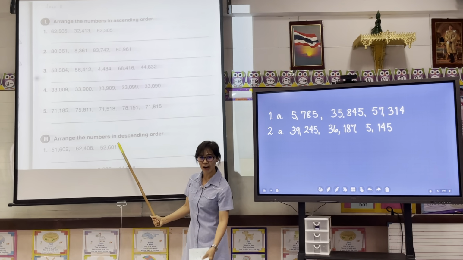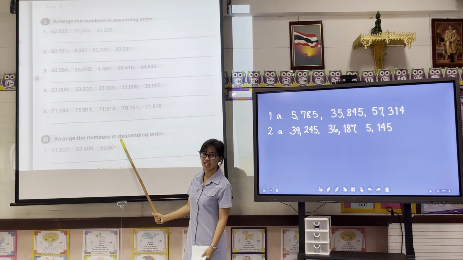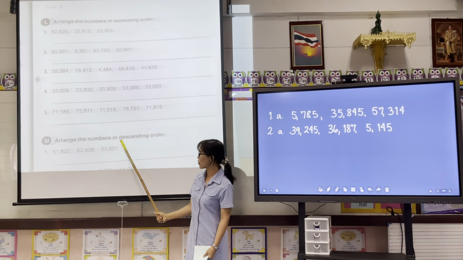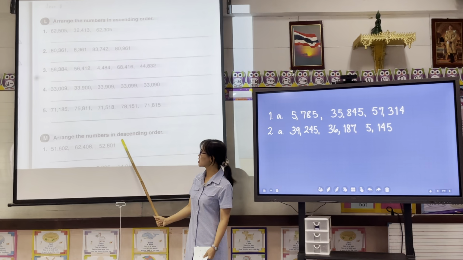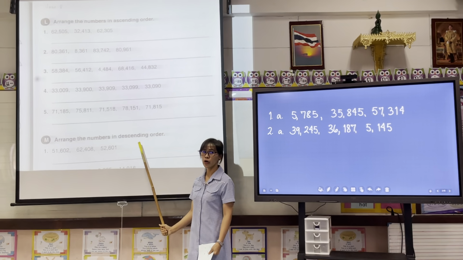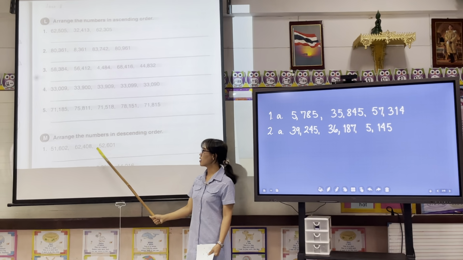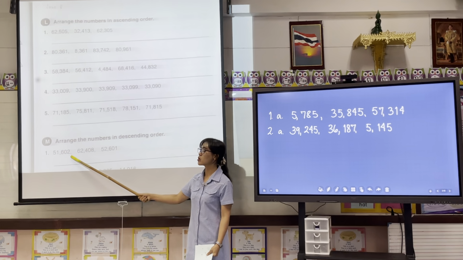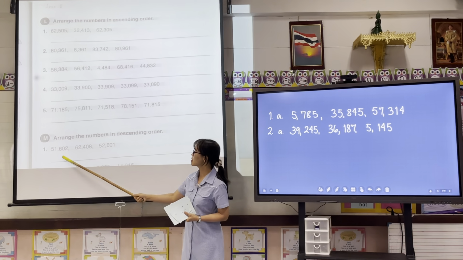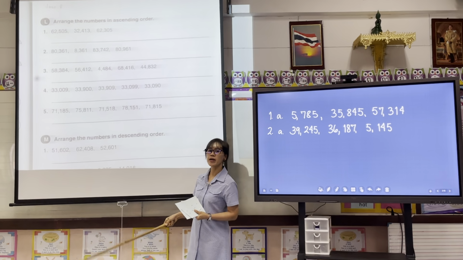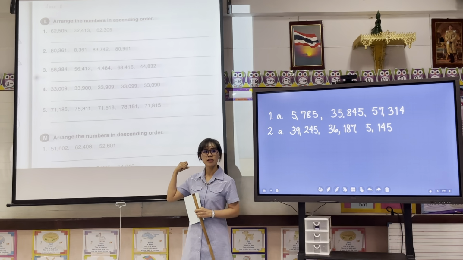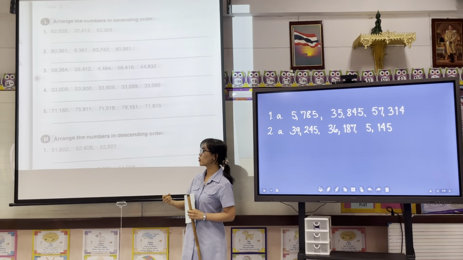We need to say down. Okay, the letter D. Okay, going down. Right? So arrange these numbers in descending order. Okay? And make sure when you write your numbers, insert your commas. Alright? Insert your commas and write your numbers correctly and properly.